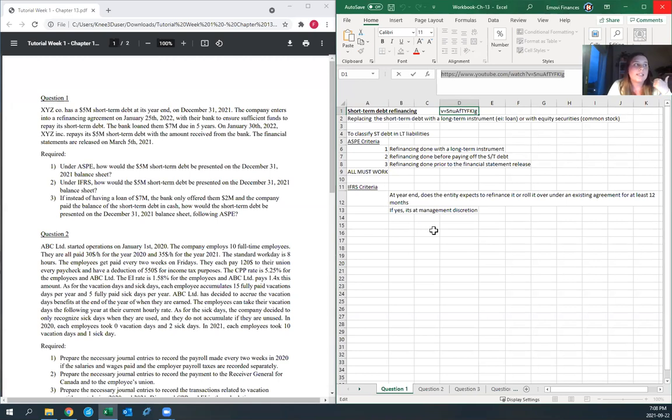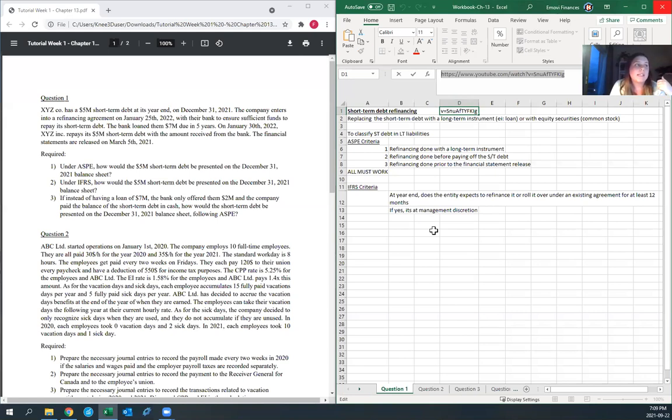The second thing is, is the refinancing done before paying off the short-term debt? So if you pay off your short-term debt, let's say in January, and your refinancing is done in February, but your year end is December 31st, you actually paid it off within a year. You paid all your short-term debt within a year. So it should be in your current liabilities for your year end December 31st. It doesn't make sense to switch it and put it in your long-term liabilities.